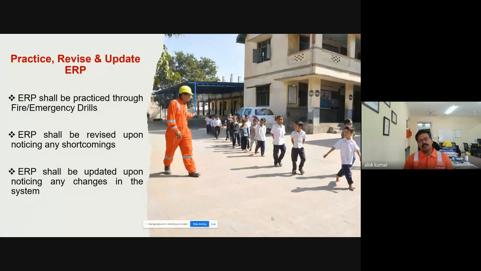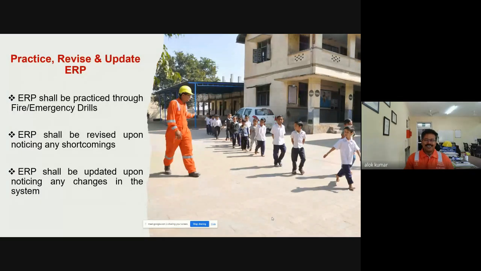We should always practice, revise, and update the ERP. So you can see in that picture, these are small school-going children. Earlier, I was working in the ONGC Mehsana asset. For 8 years, I worked in Gujarat. There was a nearby school in the Subhashan area, so we had conducted a mock drill, an evacuation drill. You can see the small children following a line and evacuating.